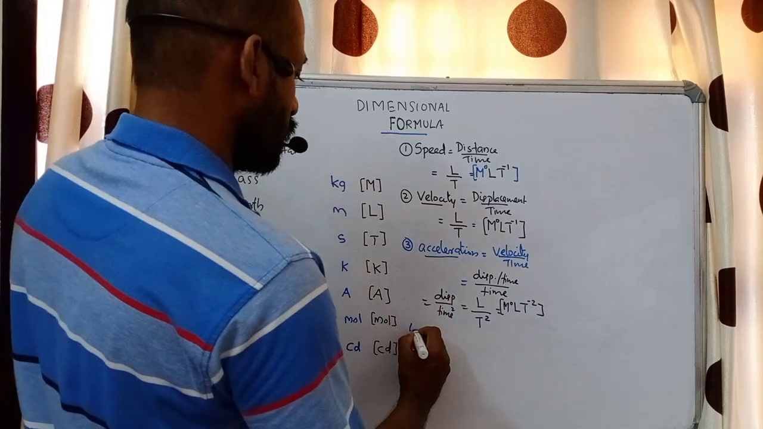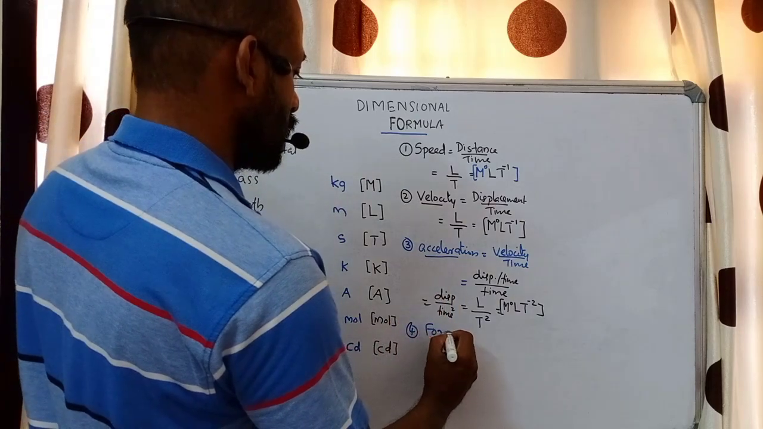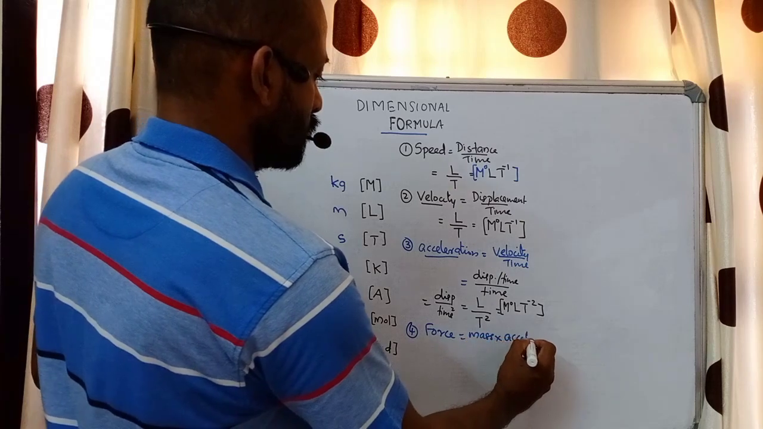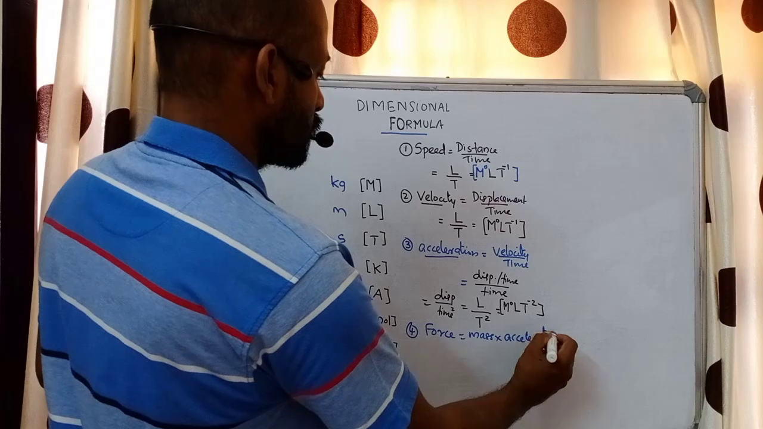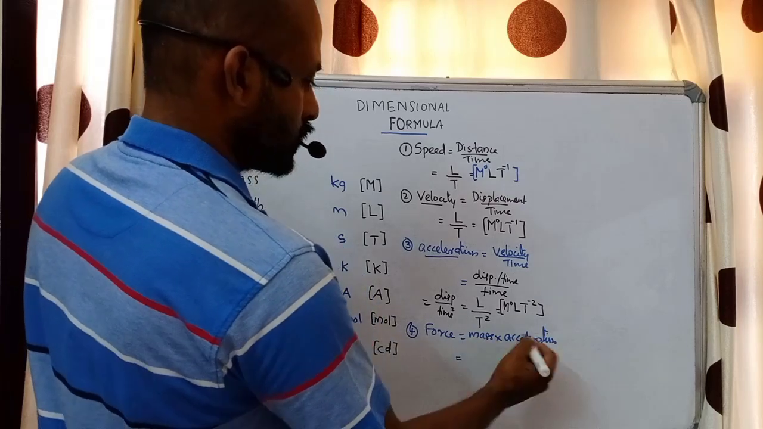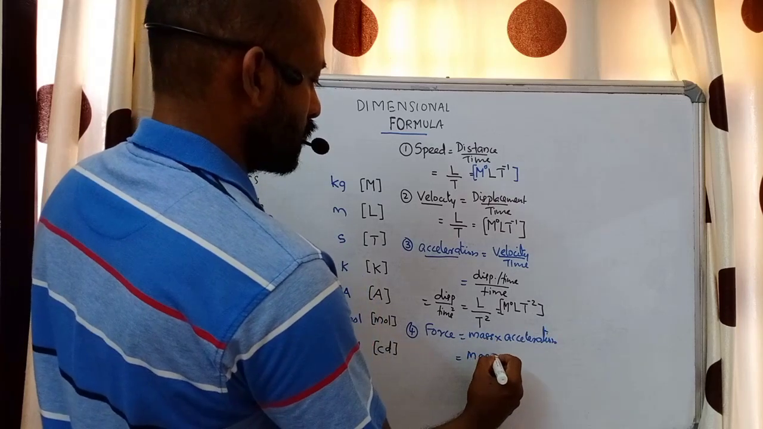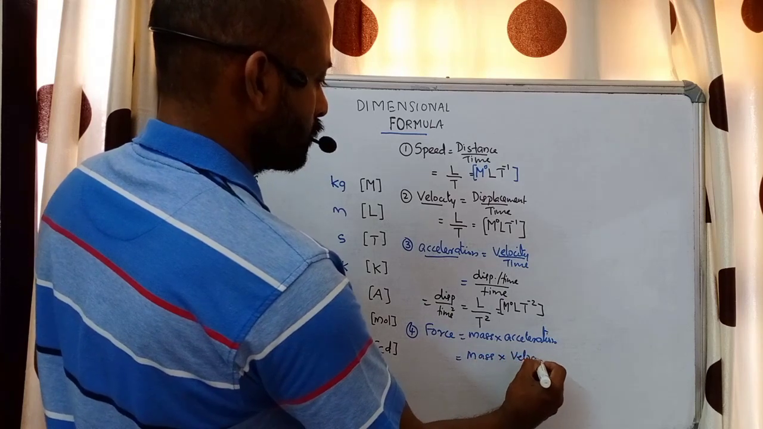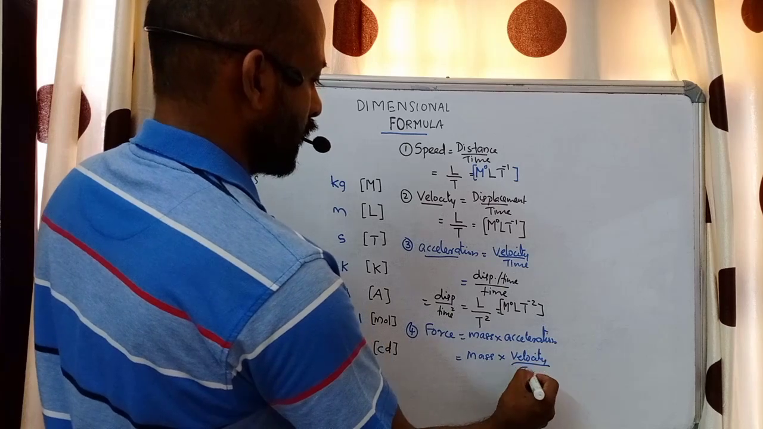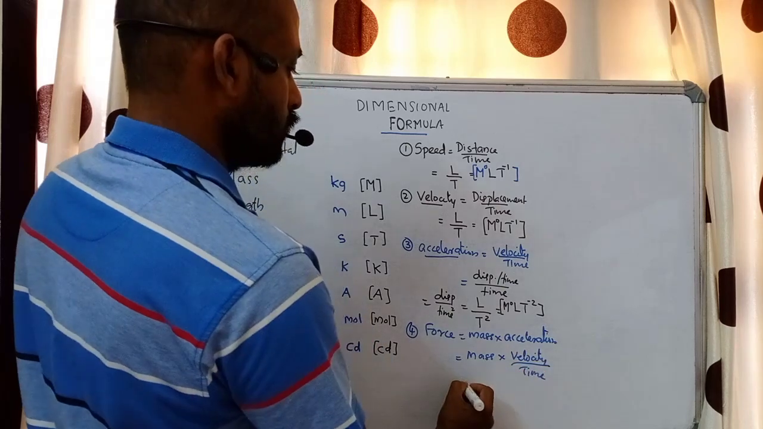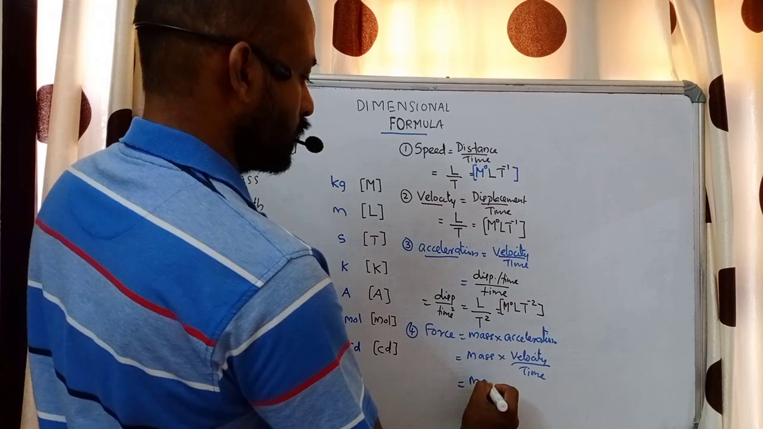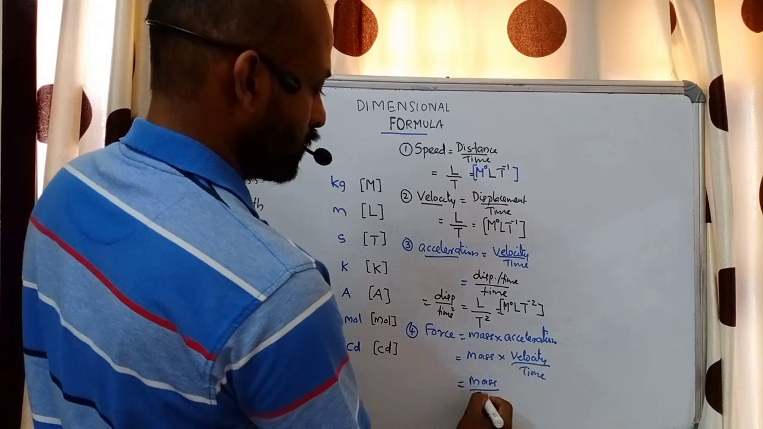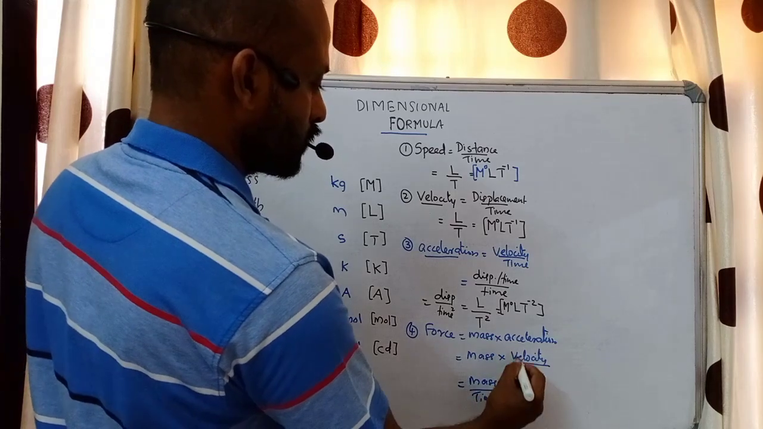We can find the dimension formula of force. We know that force is equal to mass into acceleration. Now we will write the dimension formula. First you expand this. Mass into, what is acceleration? Acceleration means change in velocity, or simply velocity by time. Okay. Now mass into velocity by time. I will take the time along with the mass. Mass by time into, what is velocity?